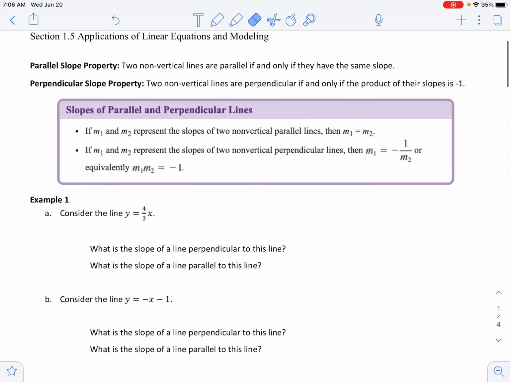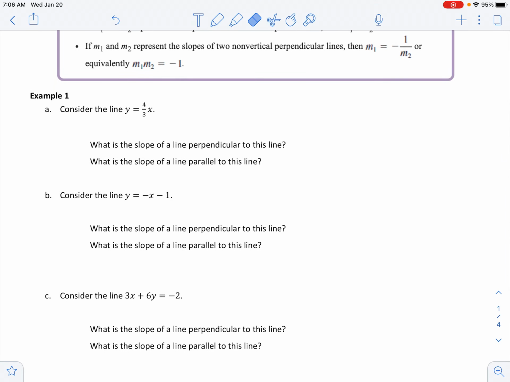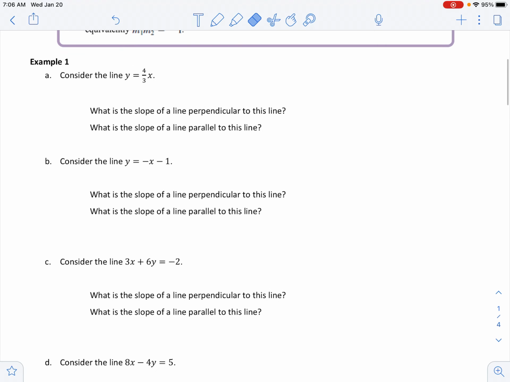Let's go over example number 1 in this video. Consider the line y equals 4/3x. They're asking what is the slope of the line perpendicular to this line, and part B is asking for the slope of the line that is parallel to this line. So we're looking for two slopes. So what is the original slope?